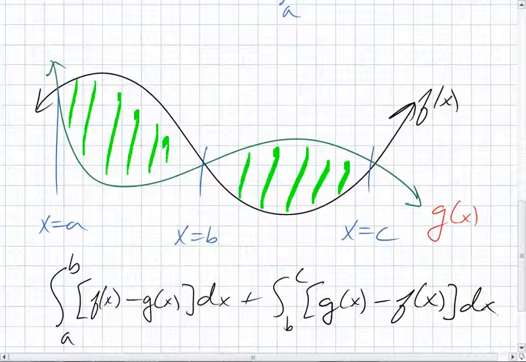Negative. So you'd actually be taking this and subtracting this. So let's say this area was 7 and this one was 6. Instead of getting 13, what would you get? 1. You'd get 1. So just be careful. Sometimes the upper and lower can switch, and that is absolutely something that can happen on the AP.